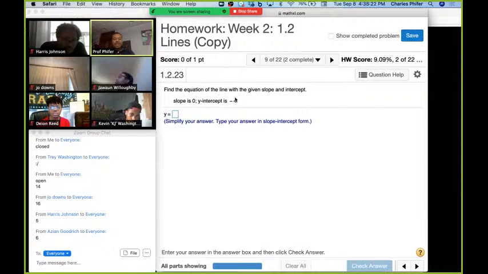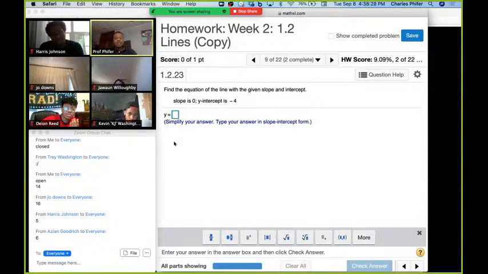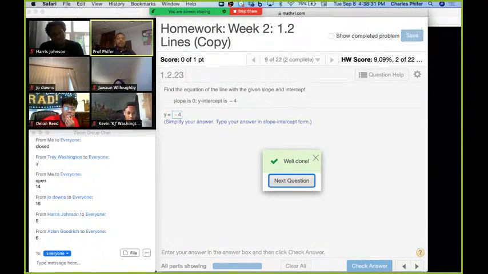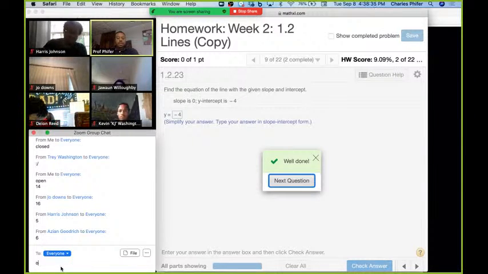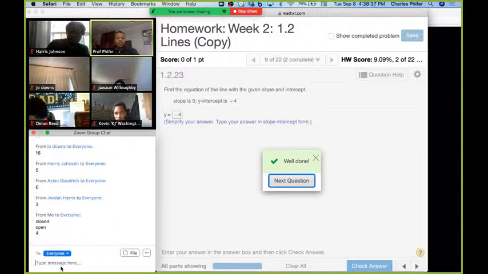Okay, find the equation of the line with the given slope and intercept. The slope is 0 and the y-intercept is... Did we just do this one? We did this like negative 4, right? Alright, let's try another one.